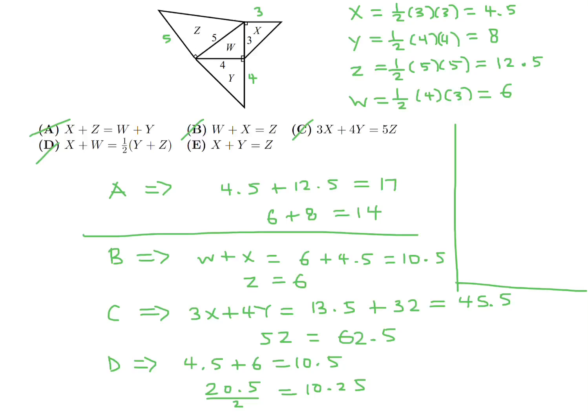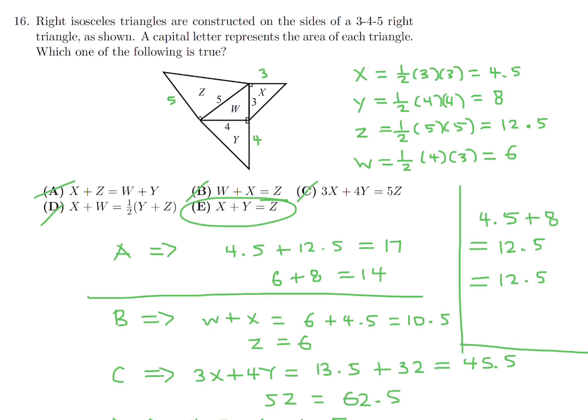So x plus y is z. All right, x is 4.5. Y is 8. That is 12.5. Z is 12.5. Yay. All right, so E is the correct answer to this question. That was question number 16.